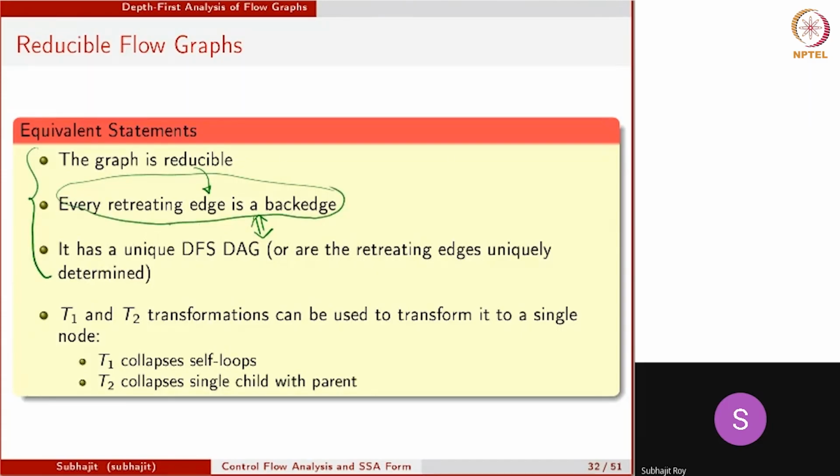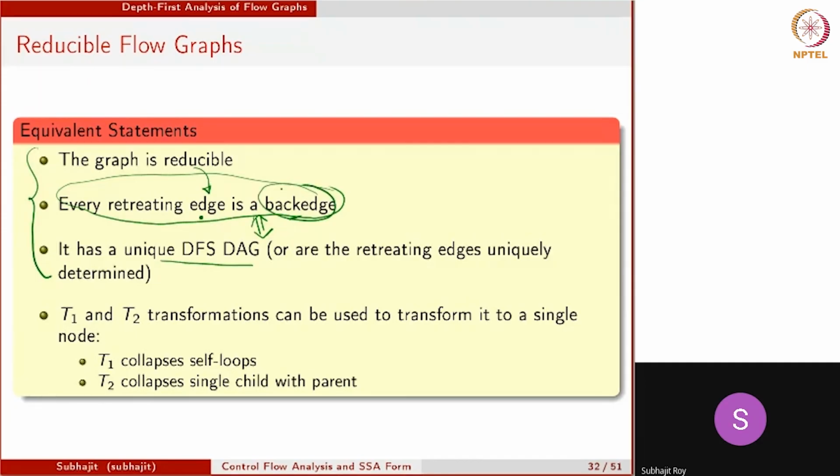And if every retreating edge in the graph is a back edge, then it surely follows that it will have a unique DFS tag. That is very clear, right? Because now, if every back edge is a retreating edge and every retreating edge is also a back edge, then every edge is either both a back edge and a retreating edge, or neither. So now my back edges in the graph are uniquely determined. Remember, they are defined by the dominance relation.